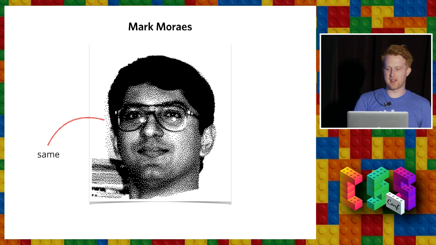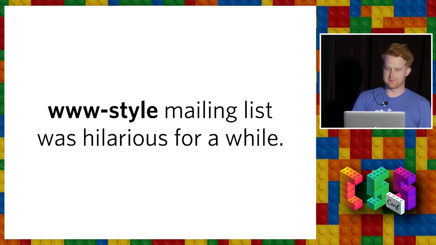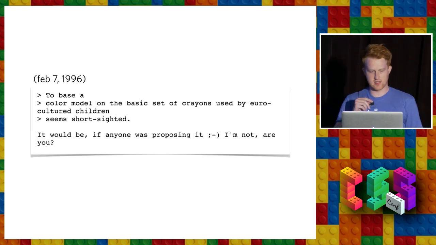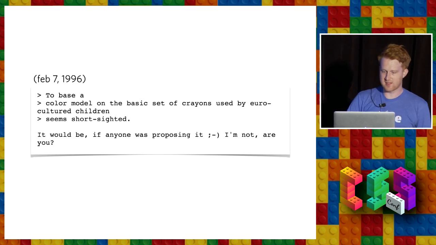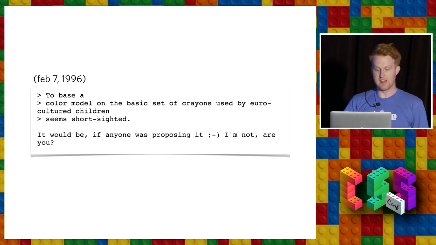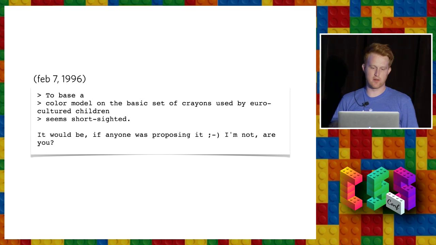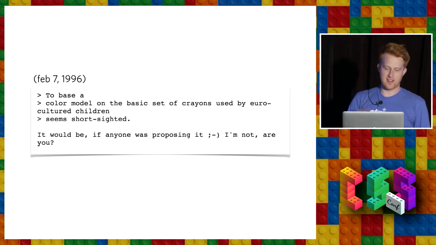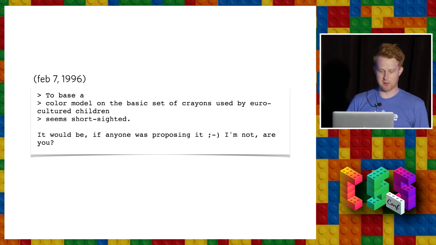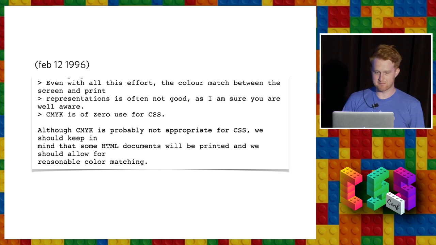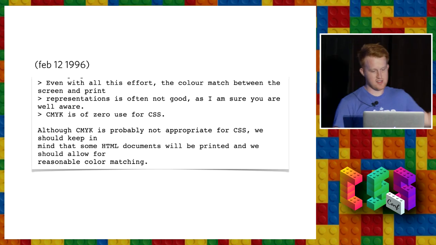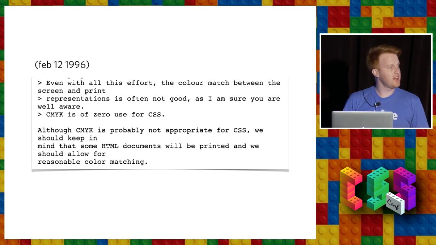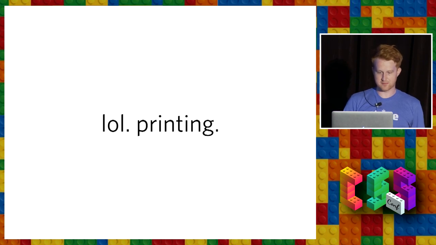The WWW style mailing list was also hilarious. This is a good one. This is Chris Lilly again. Someone says, "To base a color model on the basic set of crayons used by Eurocultural children seems short-sighted." And he said, "It would be if anyone was proposing it. I'm not, are you?" That was him not realizing that, indeed, he was proposing it. He just didn't know where they came from. And then this guy, this one's not that interesting, except that he thinks the reason we should use CMYK is because the largest use case for websites is printing them out.